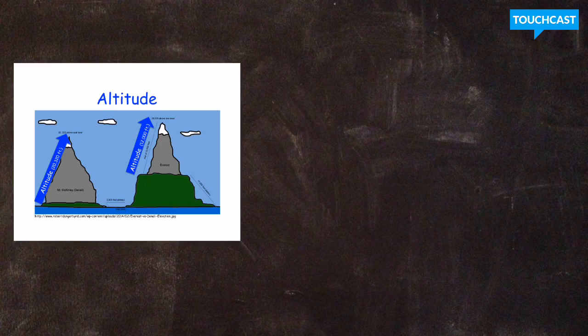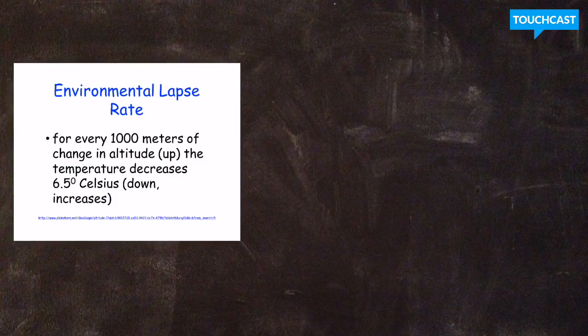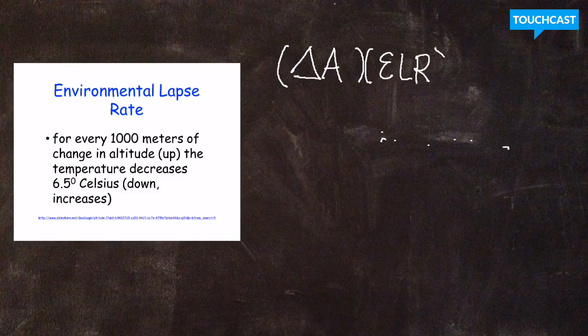Okay, in environmental lapse rate problems, you need to look at several things. So let's start talking about the equation. The equation is the change in altitude times the environmental lapse rate equals the change in temperature. So let's talk about each of these pieces separately. Let's start with the change in temperature.